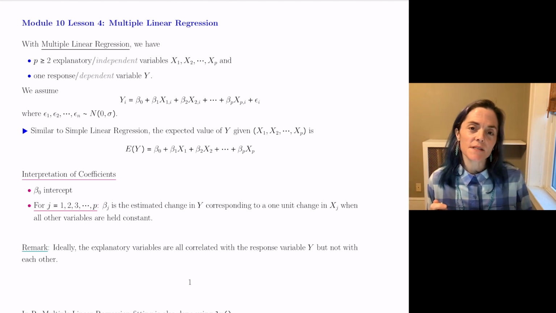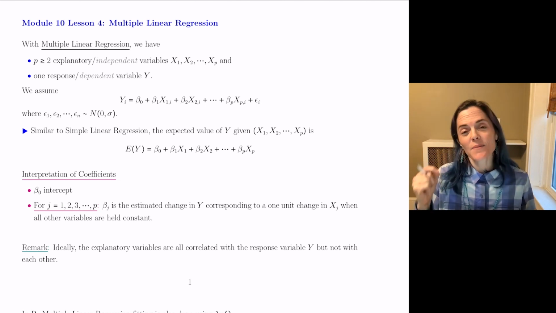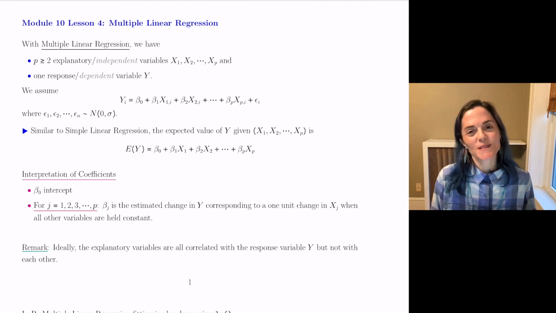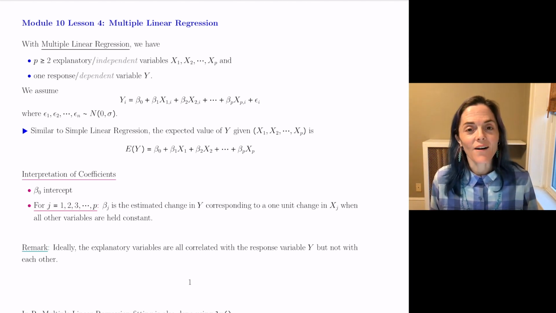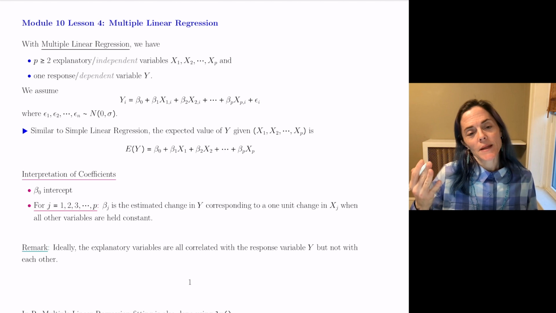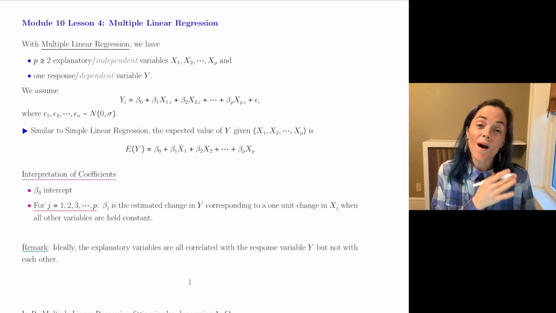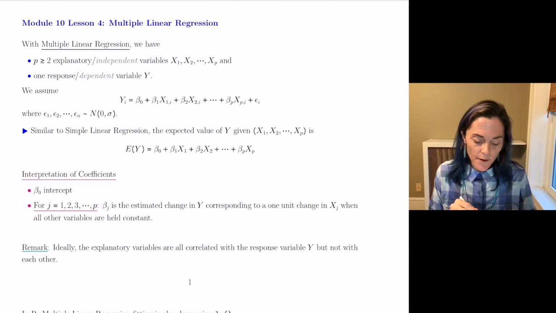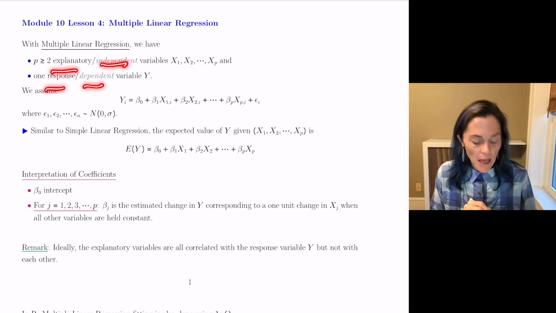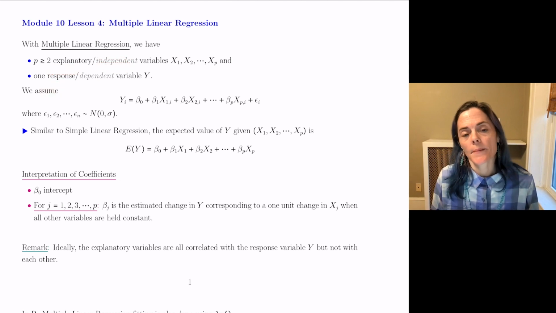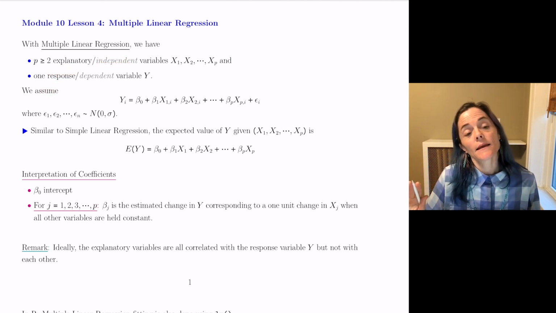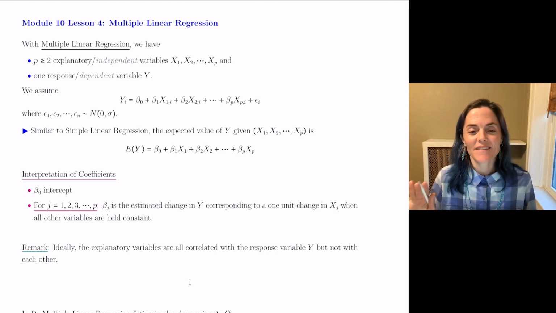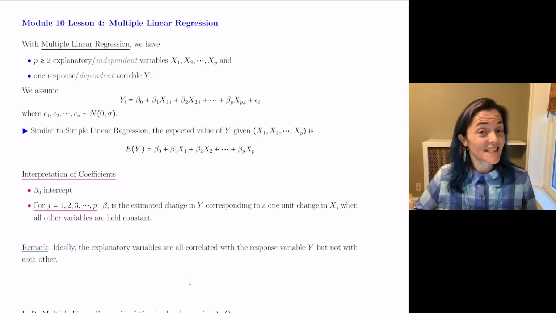So the objectives of this lesson are to fit a multiple linear regression model, also check the model assumptions with diagnostic tools. You might recall with simple linear regression, we had X, which was our independent or explanatory variable. We had Y, which is our dependent or response variable. This is 2 different, really, sets of terminology for the same thing. With multiple linear regression, here we have P explanatory variables, x1 through xp. P is at least 2.